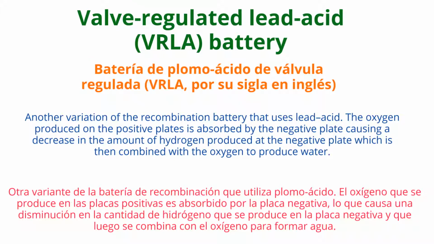Valve-regulated lead acid or VRLA battery. Another variation of the recombination battery that uses lead acid. The oxygen produced on the positive plates is absorbed by the negative plates, causing a decrease in the amount of hydrogen produced at the negative plate, which is then combined with the oxygen to produce water.